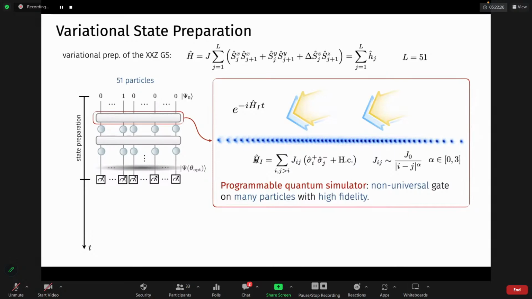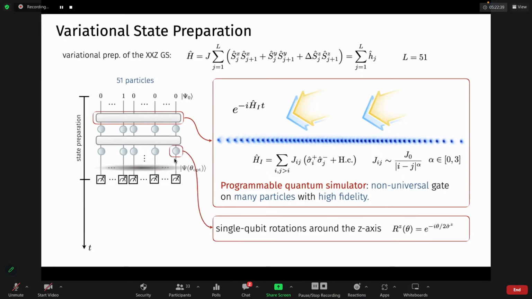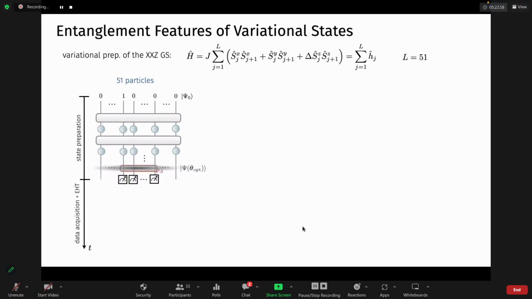What these experimentalists can do is execute a global gate that acts on all the ions, which is basically time evolution with a long-range Ising Hamiltonian. They can realize that by shooting a bichromatic laser beam on this ion chain and adiabatically coupling it to phonon modes. Another thing they can do are single qubit rotations. We optimize this circuit in a feedback loop with a classical computer. We minimize the energy of this Heisenberg Hamiltonian, and eventually this allows us to prepare approximations to the ground state of this Hamiltonian.